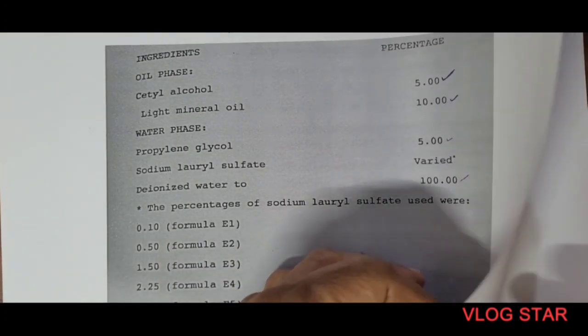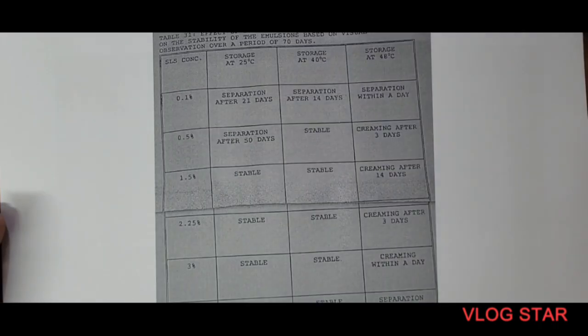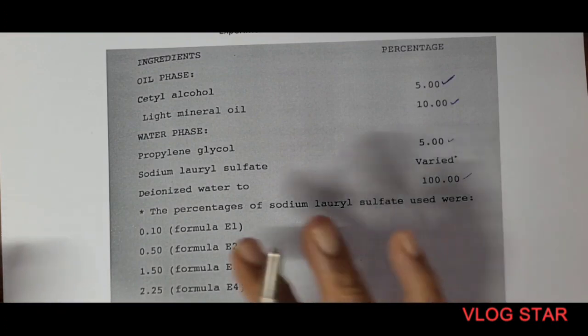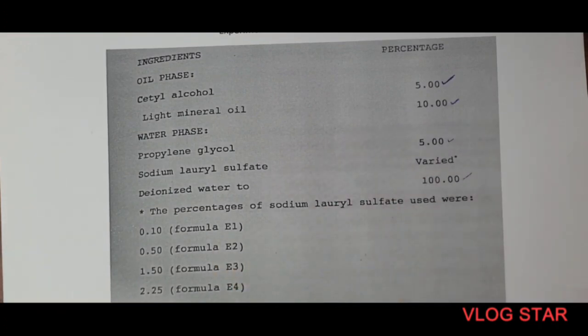These are the experimental formulations, right? What happened? Products were made, and these formulations were subjected to stability studies at lower temperature, at 40 degrees and at 48 degrees. So three temperature stability studies were conducted using this formula.